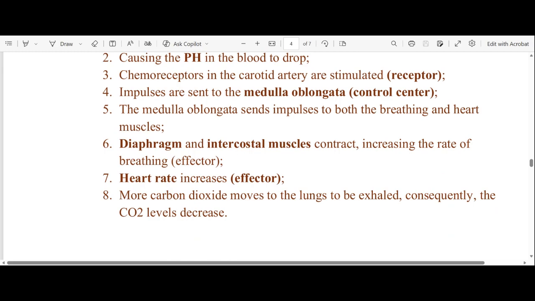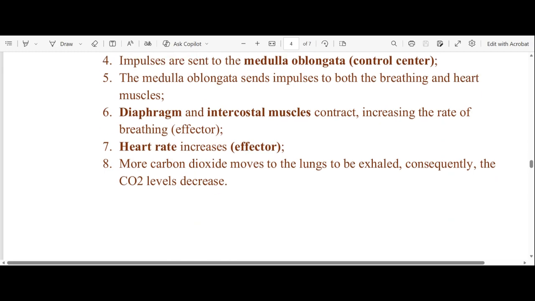What are your breathing muscles? Your breathing muscles are your diaphragm and intercostal muscles. What will happen to them? They will contract, increasing the rate of breathing. Then what will happen to your heart? The heart rate will also increase.